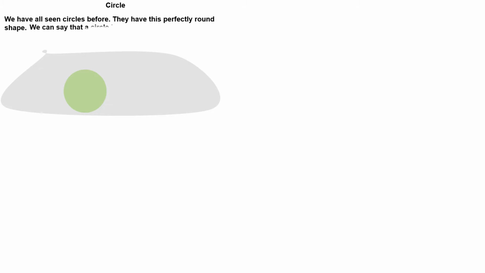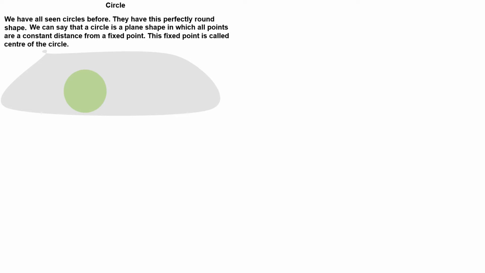We can say that a circle is a plane shape in which all points are a constant distance from a fixed point. This fixed point is called the center of the circle. A circle is all points in the same plane that lie at an equal distance from a center point. The circle is only composed of the points on the border.